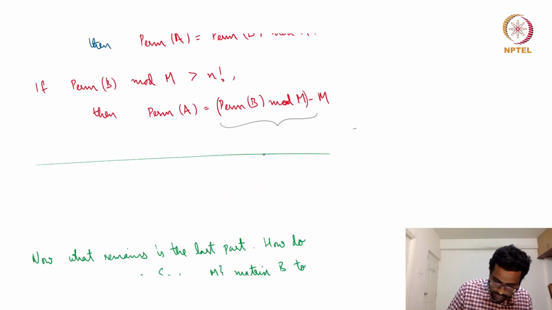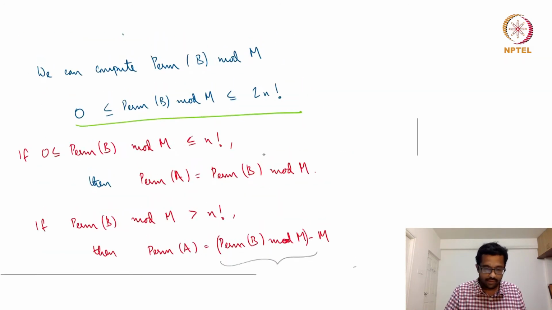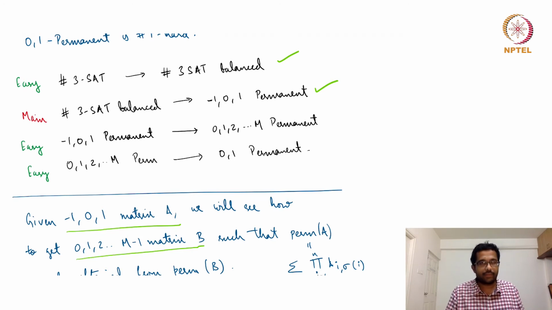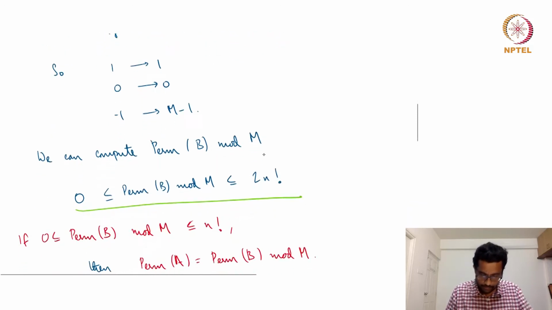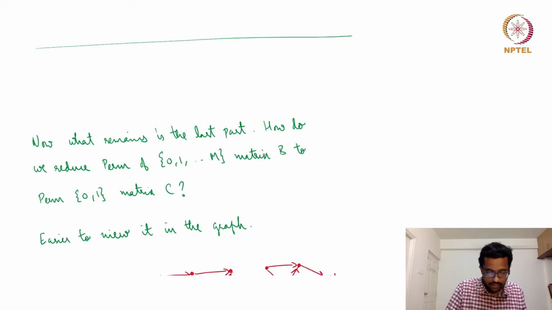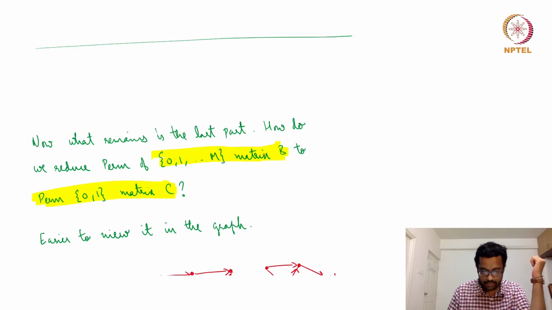So now what remains is the last part. If you are given a matrix that contains bounded positive values, how do we reduce this to a 0, 1 matrix such that the permanents are the same? Here the reduction needs a bit of computation. We will reduce the permanent of a 0, 1 up to m matrix A to another matrix C, such that the permanent of matrix C will be the same as the permanent of matrix A.